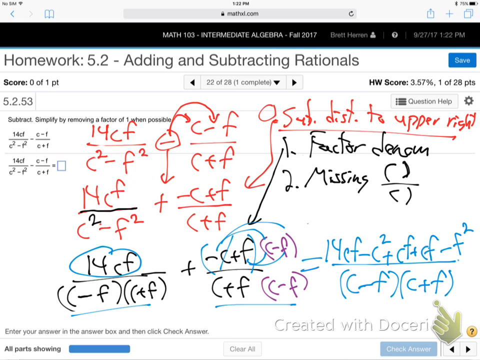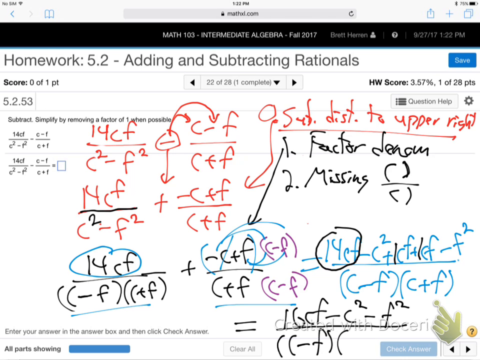Okay, what's left to do? Combine like terms on the top, really. It doesn't really matter what order you put those in. So we got 14 cf, one more cf, and one more cf. That's 16 cf. Tracking with me on that? 14, one more, 16 altogether. And then minus c squared minus f squared. Any order, doesn't really matter. The bottom has not changed. c minus f, c plus f, and we're done. That's the answer.